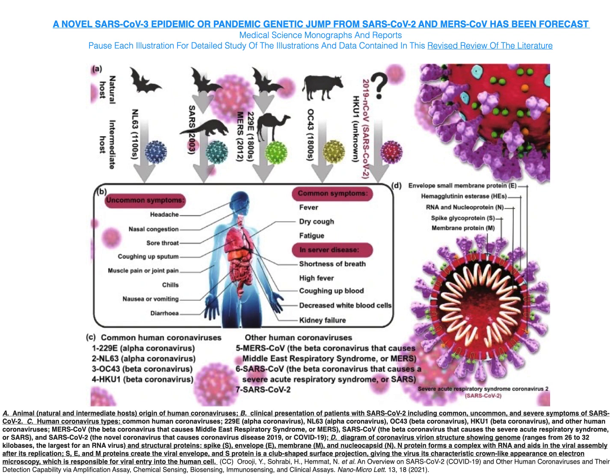The S protein is a club-shaped surface projection, giving the virus its characteristic crown-like appearance on electron microscopy, which is responsible for viral entry into the human cell.